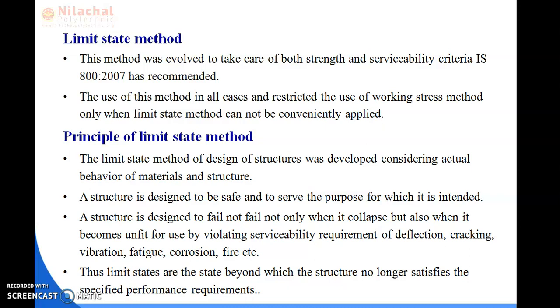The next point is that limit states are the states beyond which the structure no longer satisfies the specified performance requirement. As I said before, in the limit state method we take into consideration the value of optimum stress, which is known as the yield point. That means the optimum capability of a structure against the loading system, beyond which it can no longer satisfy the specified performance requirement.